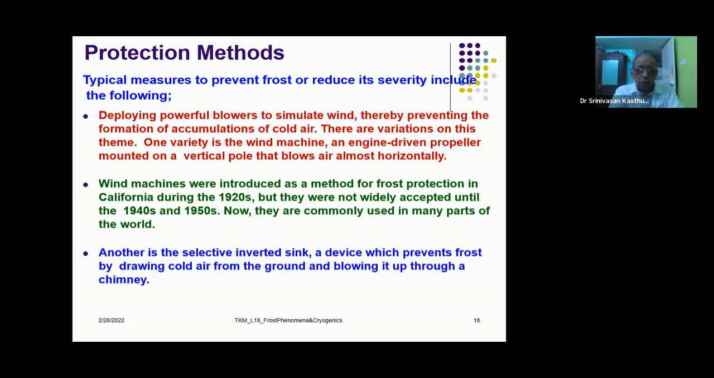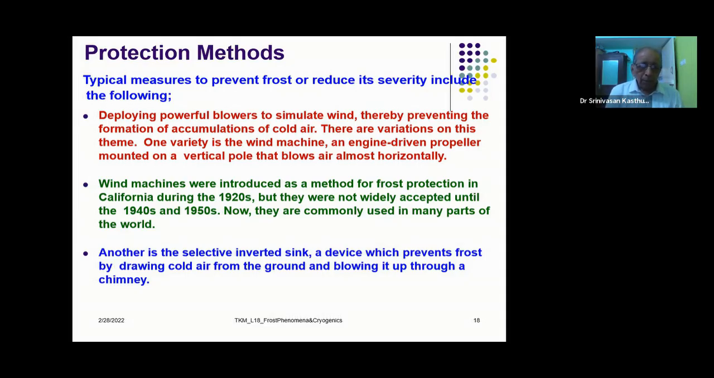Deploy powerful blowers to simulate wind. Suppose you have wind blowing all the time. It prevents the formation and accumulation of the cold air. There are variations on this theme. One variety is the wind machine, an energy-driven propeller mounted on a vertical pole that blows the air almost horizontally. So you can think of a blower continuously blowing the air, and air is continuously moving in that place. Okay, so you use a powerful blower on the plants.